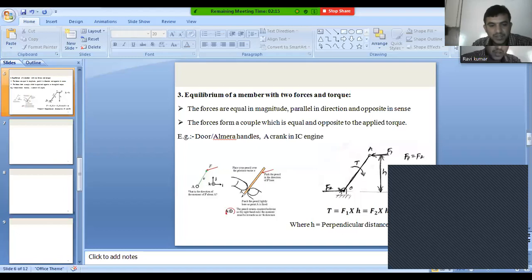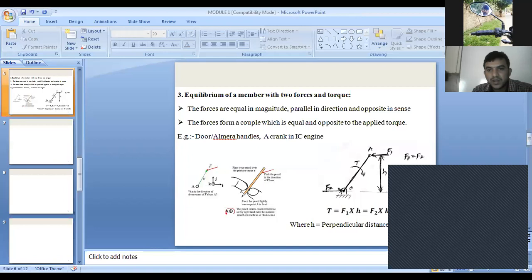Now you can ask me the doubt. Yes, roll number 46. Yes, sir. Now give me any one practical application for a member subject to two forces, or three forces, or two forces and a torque.